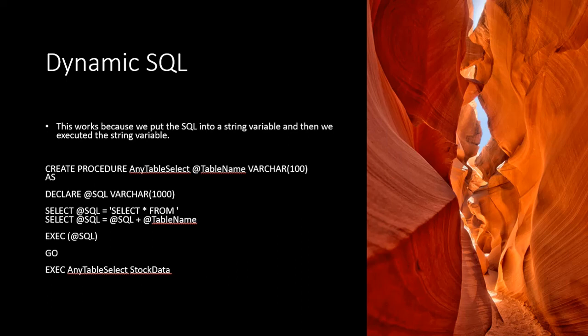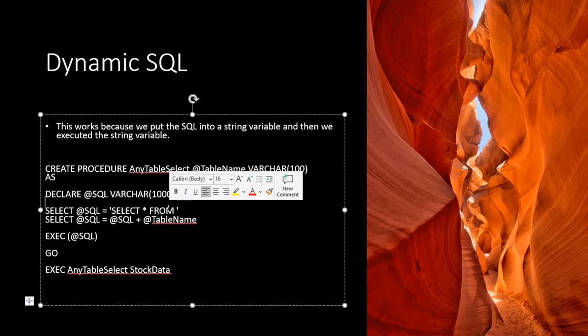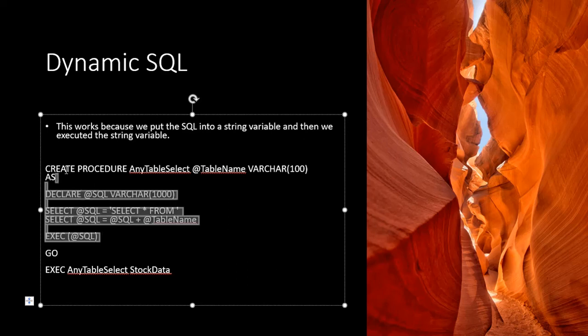And here's a stored procedure that does work because we're actually putting the SQL into a string variable and then we execute the string variable. So it's the same logic as before. We're creating a procedure and we're going to pass it a table name. Then we're going to declare @SQL as a varchar 1000, and so we're stuffing this whole SQL statement into a variable. So it's @select is equal to select star from, so that's the first part of the query. @select is equal to what we had before plus the table name. Then we execute the string. We run this stored procedure here, and then we execute the AnyTableSelect, and we're passing it the stock data table.